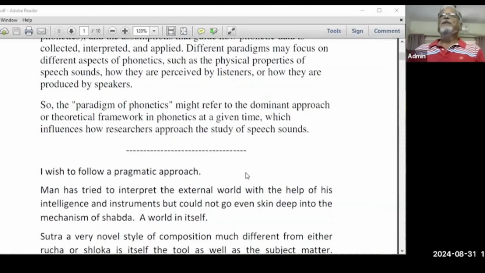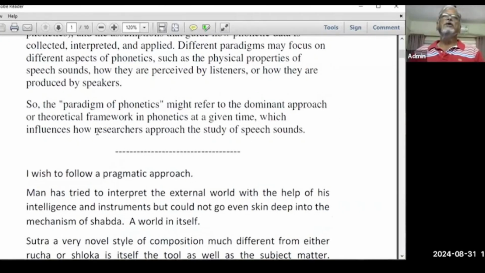The topic is the paradigm of phonetics, and it refers to the dominant approach or theoretical framework in phonetics at a given time, which influences how researchers approach the study of speech sounds.